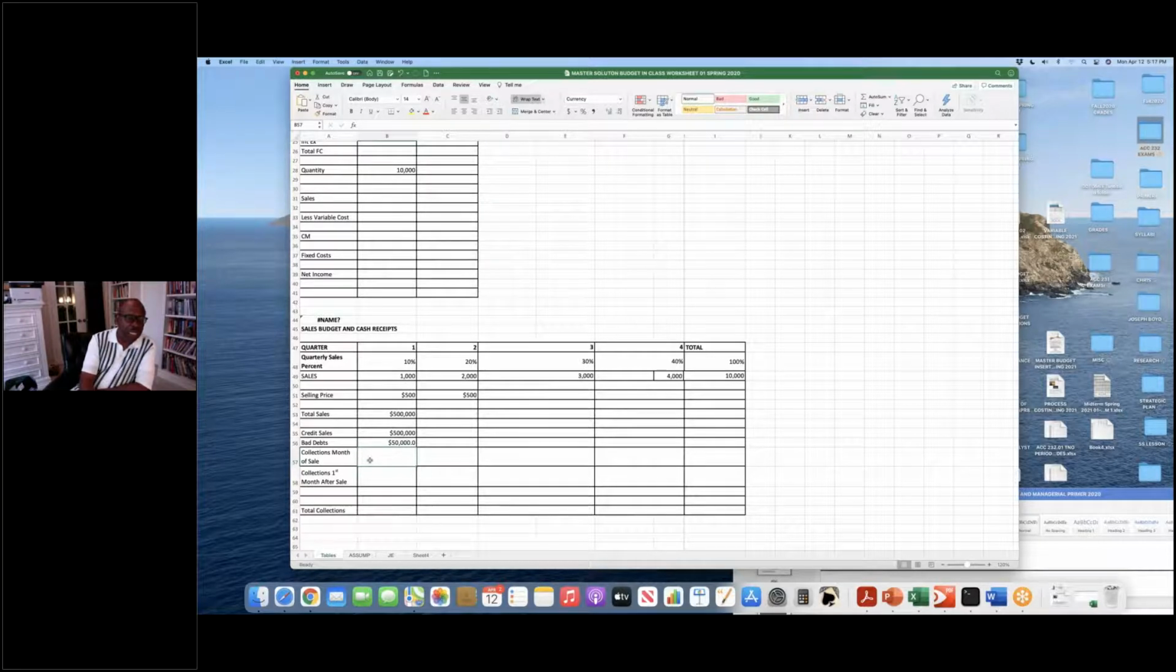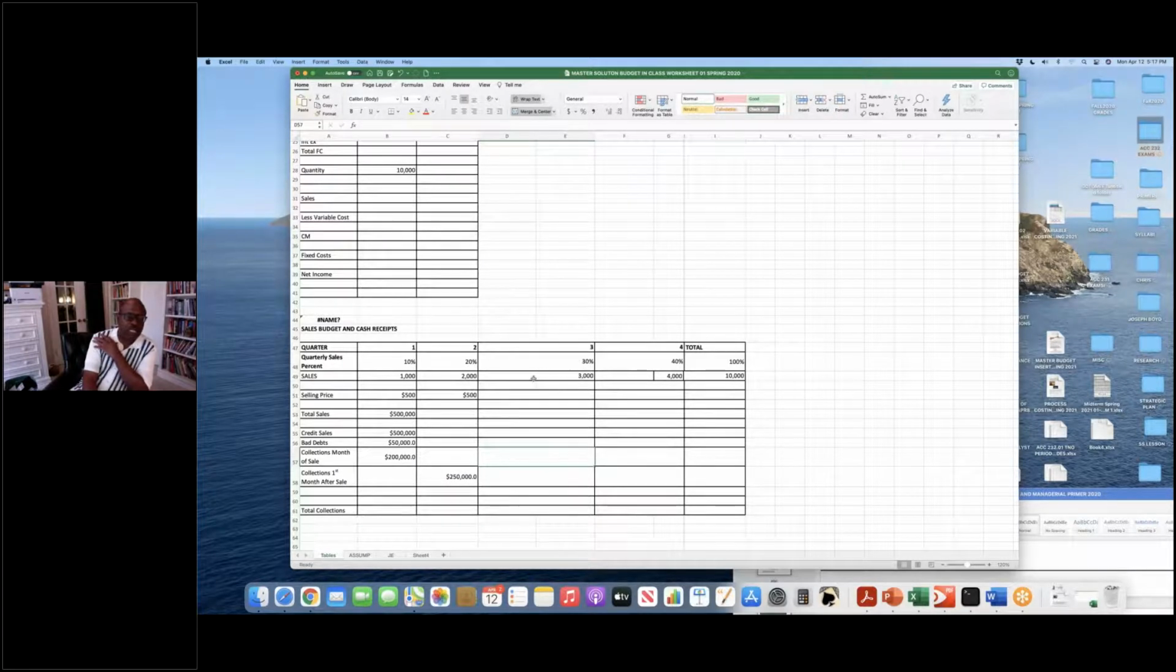Now, in the month of sale, they're collecting how much? 40%? Yes. So they're collecting 40% of 500, right? Correct. So how much are they getting? They're getting 200,000. And then in quarter two, September, they're going to get what? 50% of 250. Because we just got one payment period.